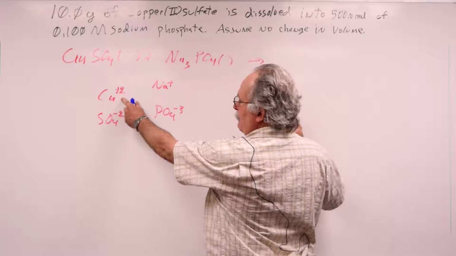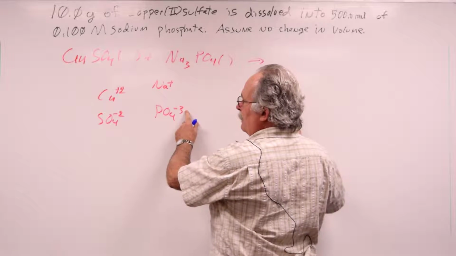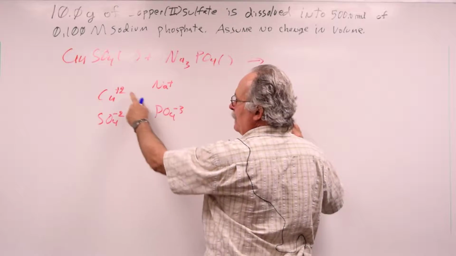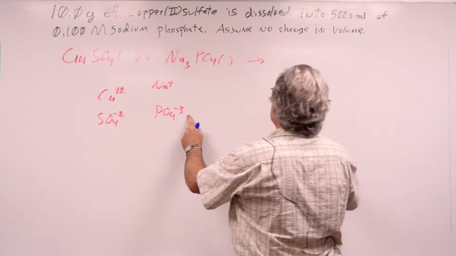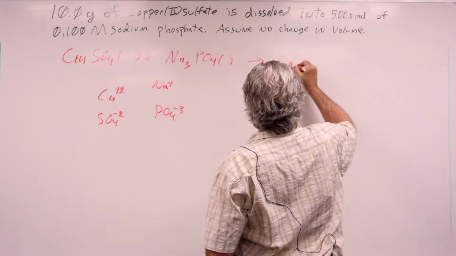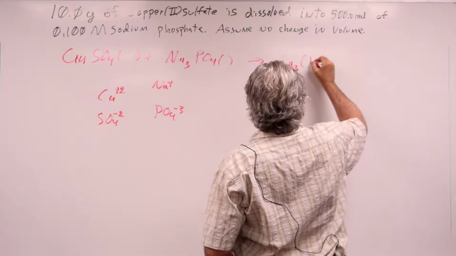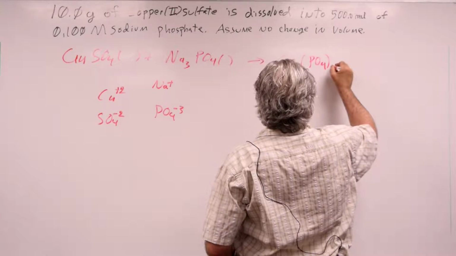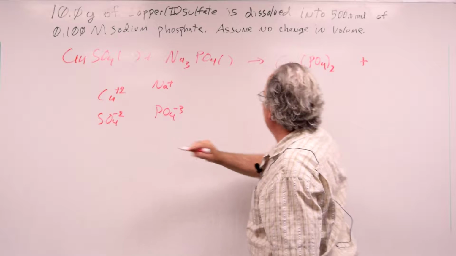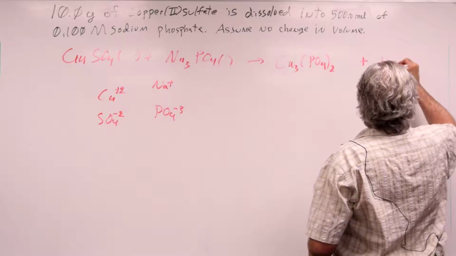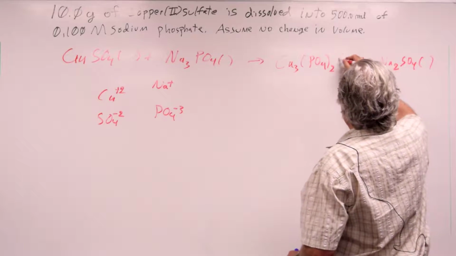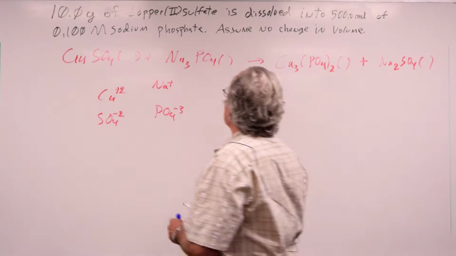So we need this to be neutral. If we have a charge of 3 here and we have 3 of these, that's a plus 6. If we have a charge of minus 3 and we have 2 of these, that's minus 6. So the formula of copper(II) phosphate is Cu3(PO4)2, and then the formula of the sodium sulfate is Na2SO4.